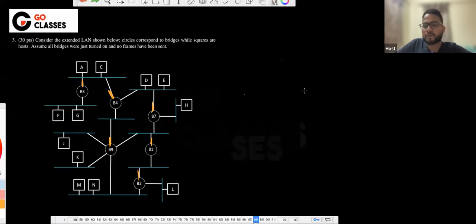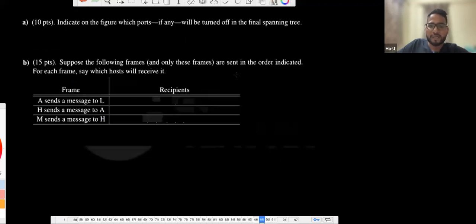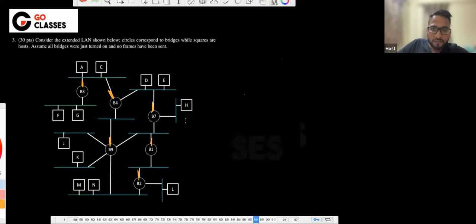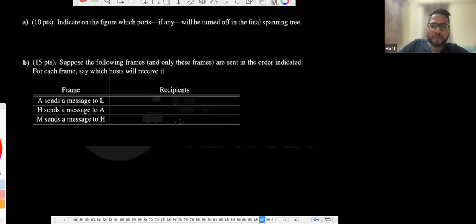Let me know if that is okay to everyone. When H is forwarding to A, this B7 will not forward to this port because it knows that A is not on this port. And then this B4 will forward here. So I think D, C, E, A should be the answer: A, C, D, E, and H. Okay. If H is sending a message, H itself is sending a message.